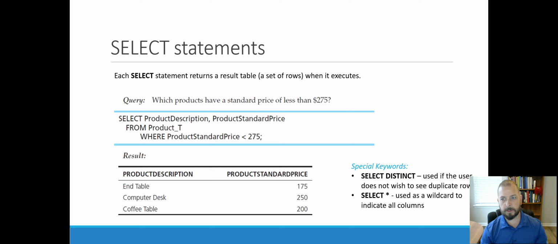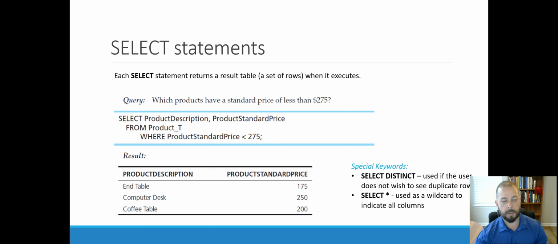So a typical select statement from our last discussion returns a select set of rows when it's executed. So if I have a query asking which products have a standard price less than $275, I might have a query that looks something like this. Select the columns called product description and product standard price. Those are two columns that exist in this table called product T. So from the product T table. All right, columns, table. Where, here's my condition, where the product standard price is less than $275.